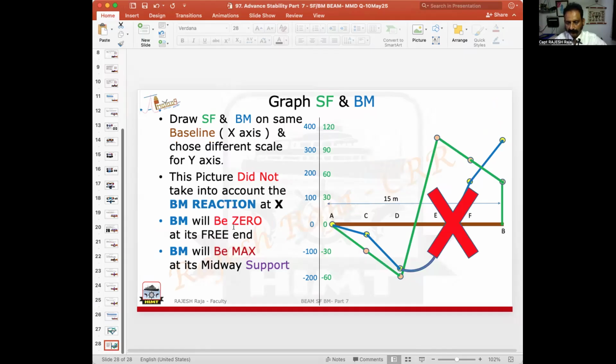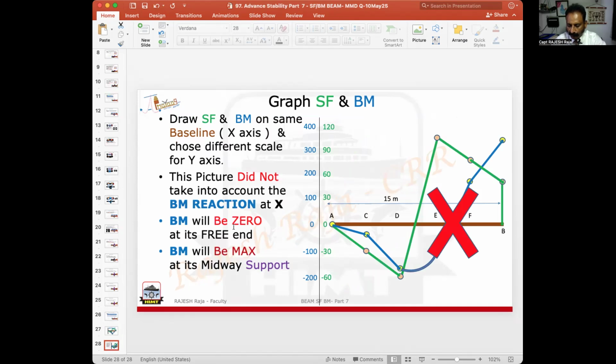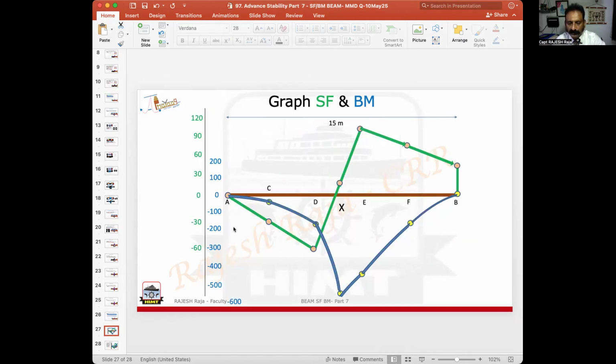I'm just going back to the previous one. If the BM reaction was taken into account, this is what you will get. And this is the correct diagram. So please discard the last picture. That is why I've shown you with X. So this is your correct diagram for this question.